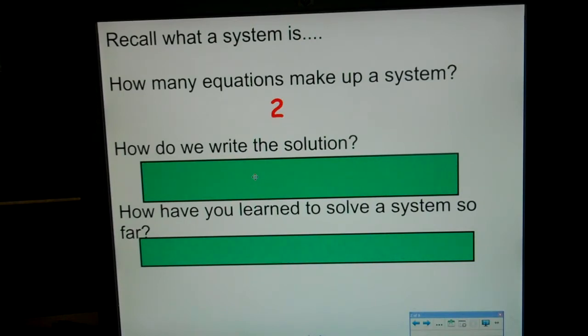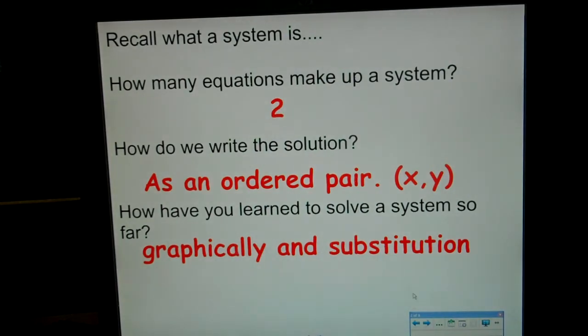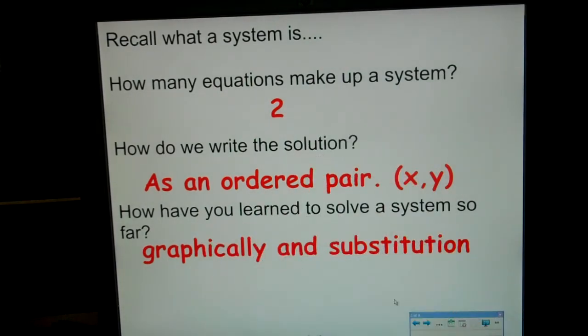How do we write the solution? I hope you know how to do this. As an ordered pair, okay? We have an x comma y. How have you learned to solve a system so far? What's the last way that we learned how to solve a system of equations? We've learned it through graphical representation. We have the graph, we have the two lines that intersect, and we find that point of intersection.